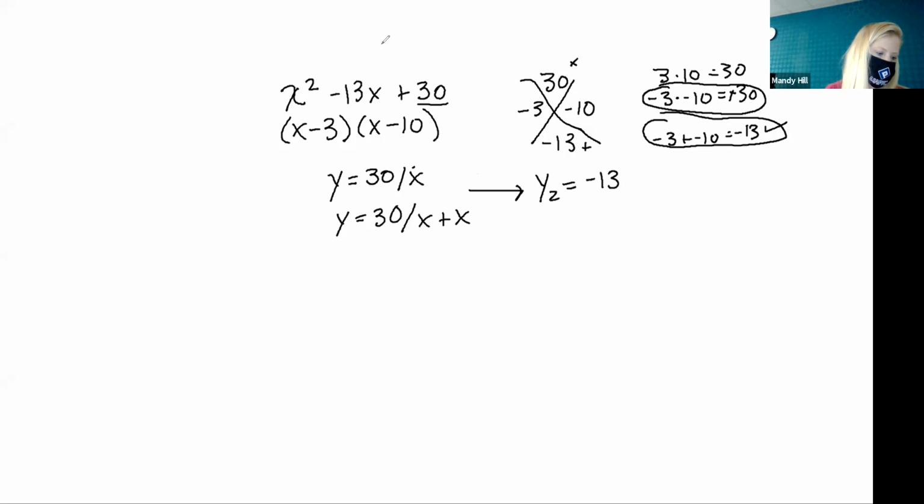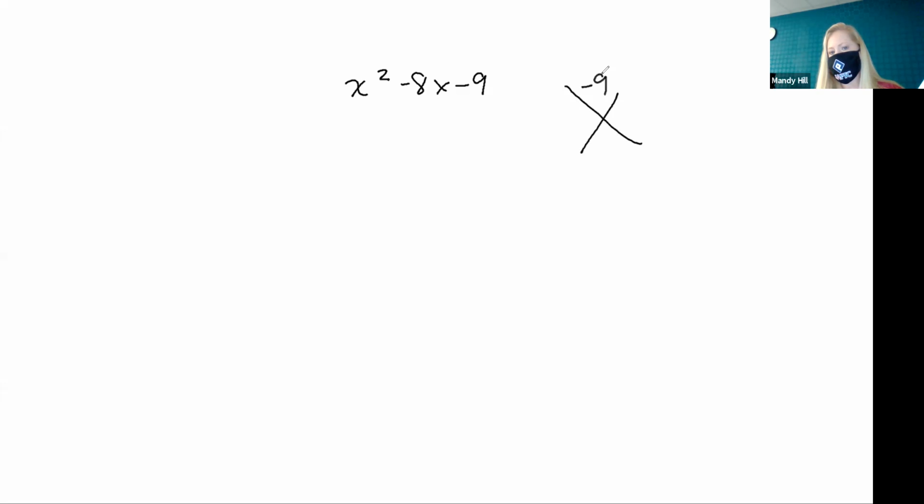So here's another problem. Okay, x squared minus 8x minus 9. This is interesting because both of these are negatives. So we're looking for something that multiplies to give me negative 9, that adds to give me negative 8.